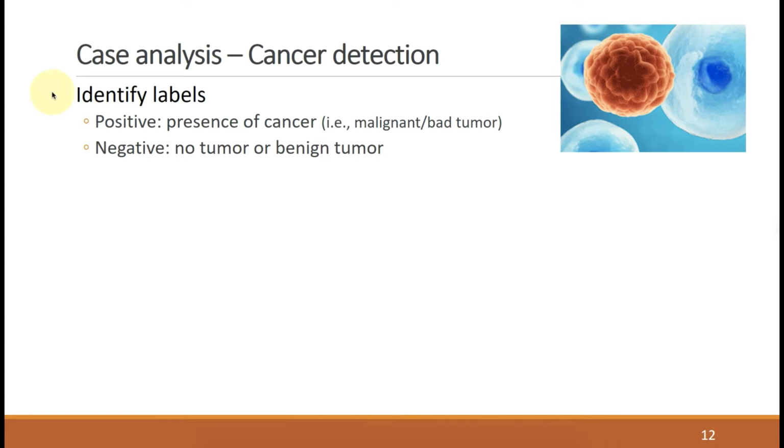The first step is to identify the two labels, a positive label and a negative label, or you can say positive outcome and negative outcome. In the cancer detection case, the positive label is the presence of cancer, or the cancer tumor, or the bad tumor. It refers to the diagnosis for the presence of a cancer tumor. The negative label is the opposite: the absence of tumor, or absence of bad tumor, or the presence of benign tumor.